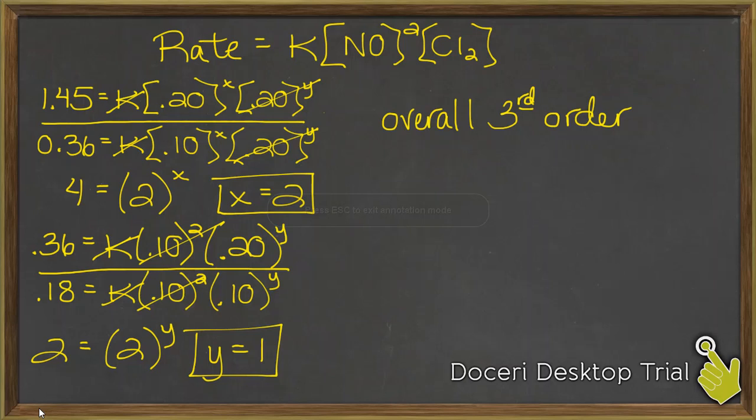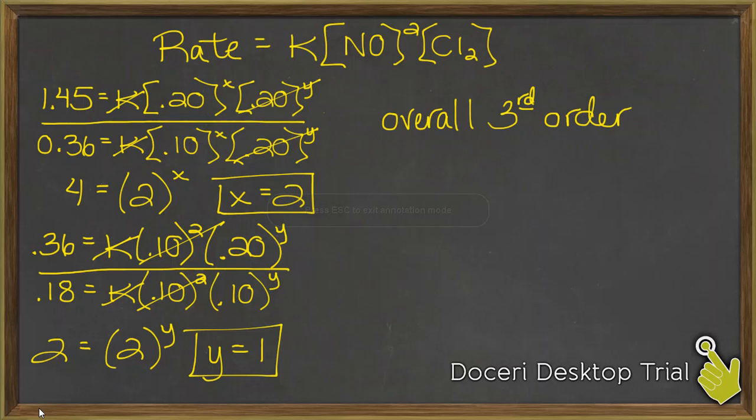By the way, if you're wondering, what does it even mean to be a certain order? Remember what we talked about in the first lesson in this unit. The higher the order, the faster that reactant is being consumed. So since I have now determined that nitrogen monoxide is a second order reactant and chlorine is only a first order reactant, nitrogen monoxide is being consumed, used up faster than chlorine. The higher the exponent, the faster that reactant is being consumed.